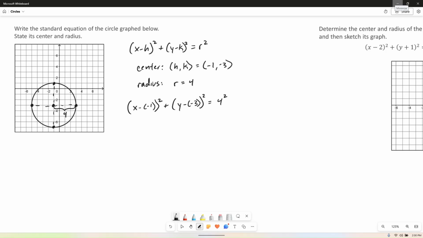Minus a negative becomes a positive, right? So we're going to have the quantity x plus 1 squared plus the quantity y plus 3 quantity squared, and that's equal to 16. And so that's the standard equation of our circle, having a center at -1, -3, and a radius of 4. And remember, the x plus 1 means it's been moved horizontally to the left 1 unit, and the y plus 3 means it's been moved vertically down 3 units, so -3 in the y direction. All right, let's look at another example.